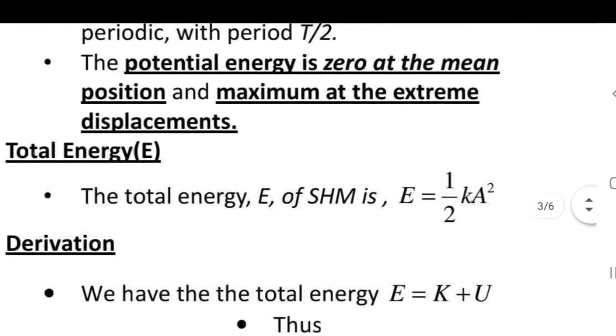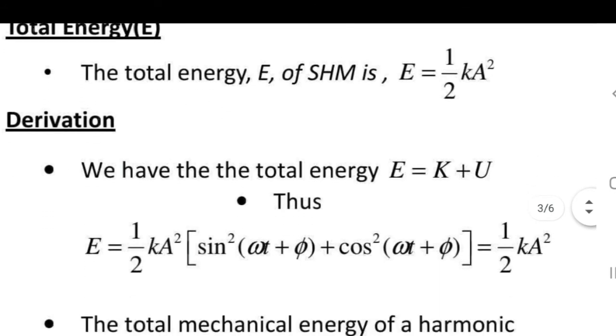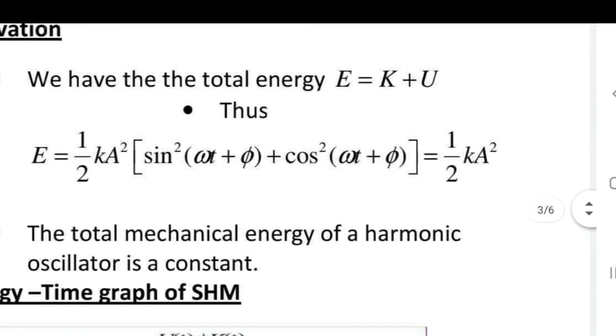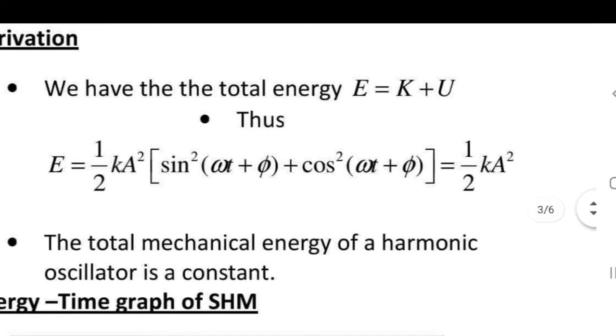Now coming to total energy, it is the sum of kinetic energy and potential energy. Just substituting the two expressions, we have half k A square sin square(omega t plus phi) plus half k A square cos square(omega t plus phi). Half k A square is common in both terms, so we take it outside. Within the bracket we have sin square(omega t plus phi) plus cos square(omega t plus phi). According to the trigonometric identity, sin square theta plus cos square theta equals 1, so we can replace the term within the bracket with 1.